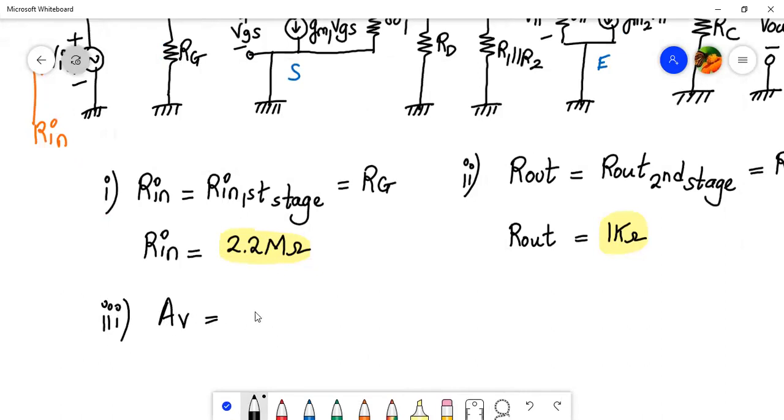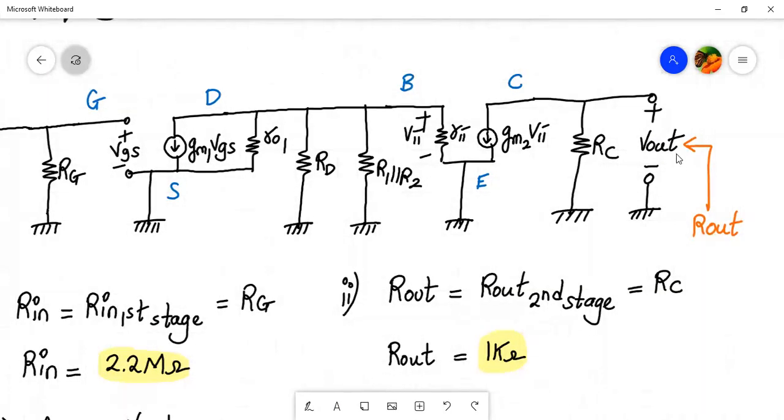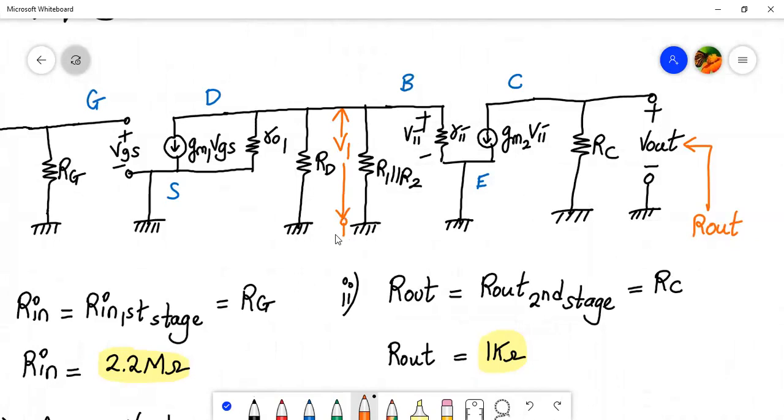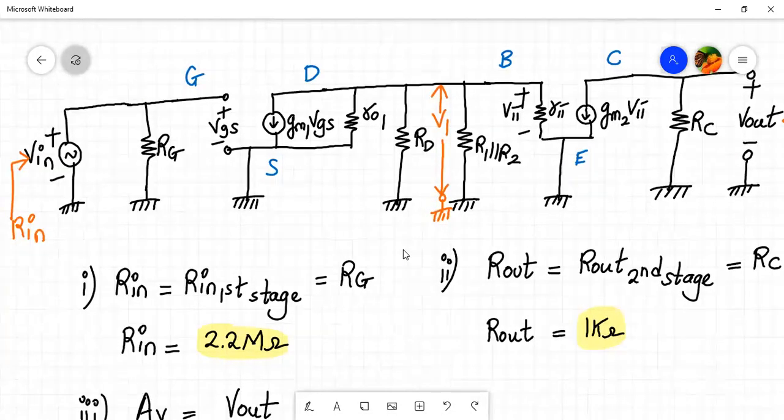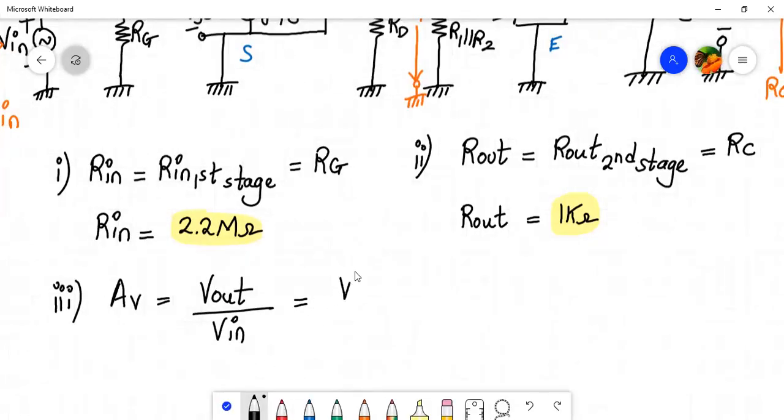So voltage gain, which is V out upon V in. Let us calculate the individual stage voltage gains. Here we have V out. The output of the first stage, let me call it V1, using a different color. V1 is the output of the first stage and the input of the second stage. So what is the gain of the second stage? V out upon V1. And the gain of the first stage? V1 upon V in. So the overall voltage gain AV can be written as V out upon V1 times V1 upon V in.